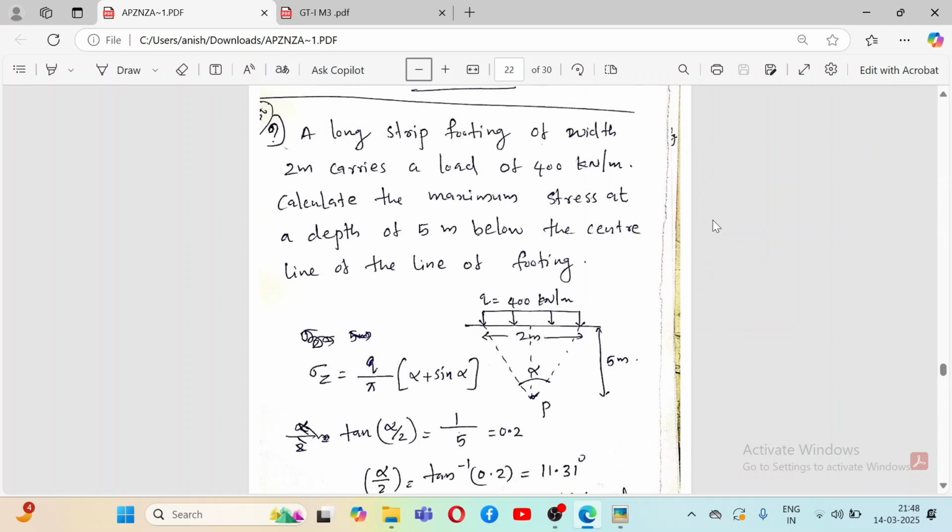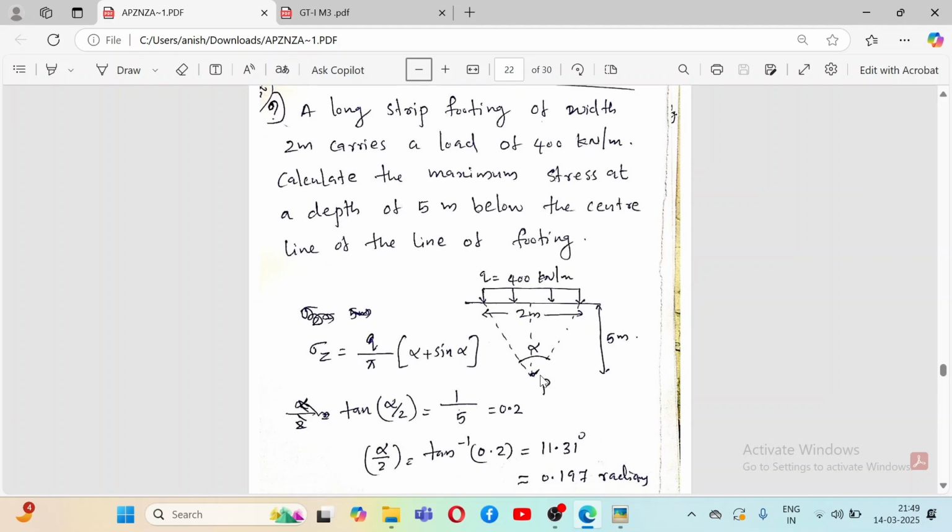So the given data, what are the given data? So we have 400 kilonewton per meter acting on a level surface, 2 meter. Okay, it's marked. So we have angle alpha, right? Alpha is not given. Okay, at the depth of 5 meter at point P. Okay, so we have the direct equation sigma z is equal to q by pi multiplied by alpha plus sine alpha. Right, it is acting directly below the load.